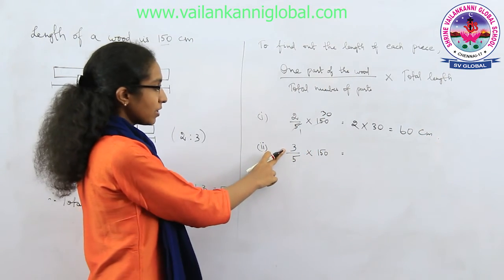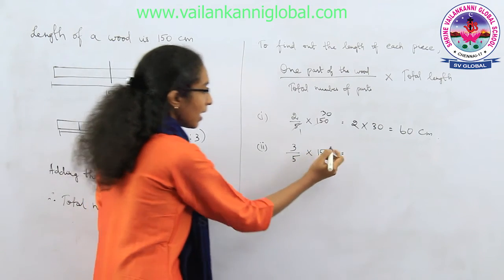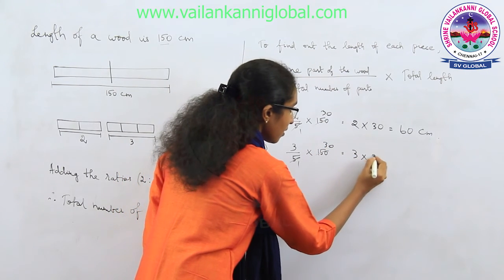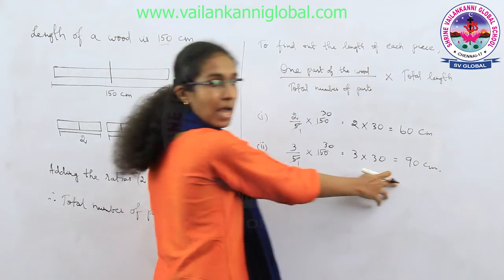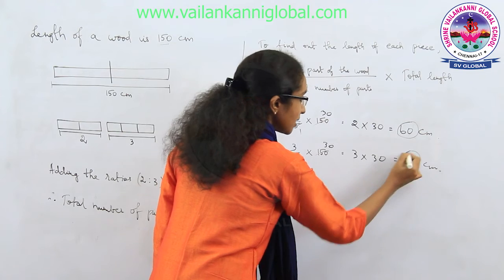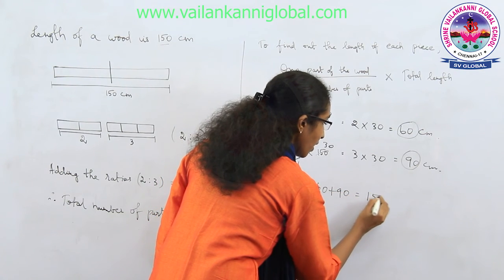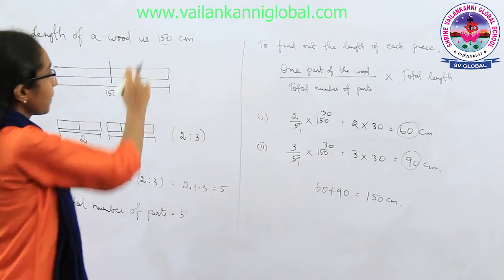And for the second part, 3 divided by 5 multiplied with 150, again it gives us cancelling 3 into 30, which is 90 centimeter. To check whether the answers we have got are correct, we can add both the answers, 60 plus 90, which gives us 150 centimeter, which is the length of the wood.